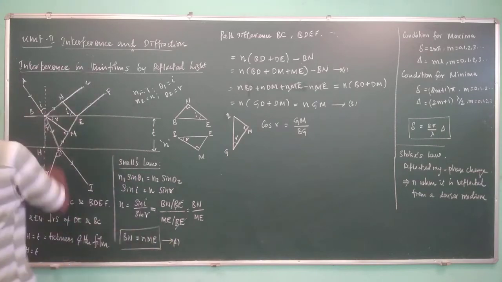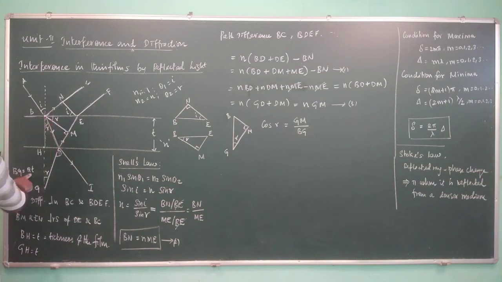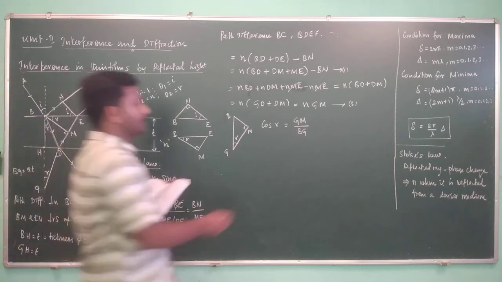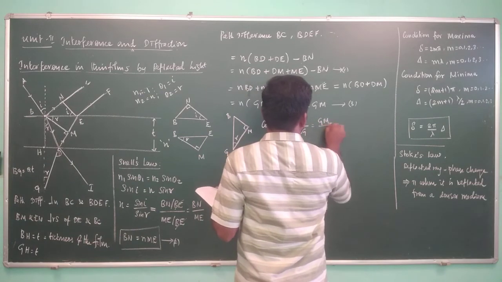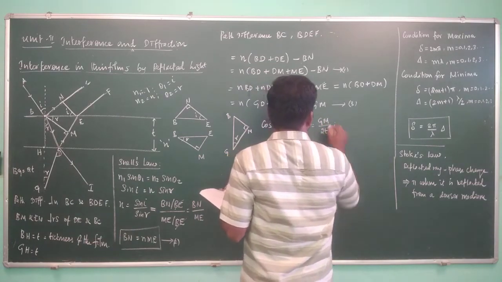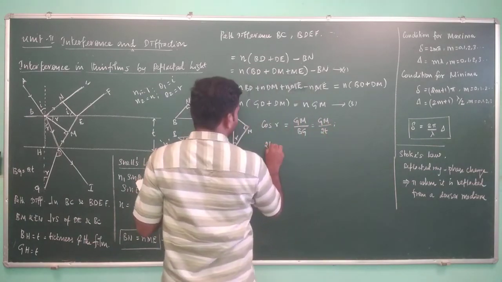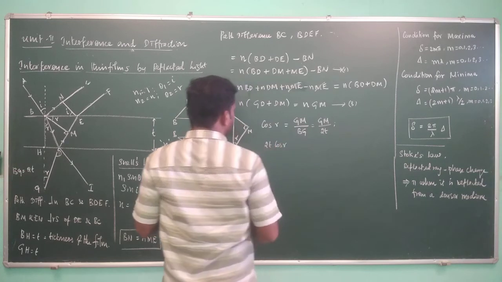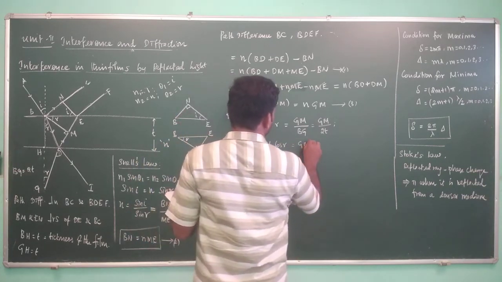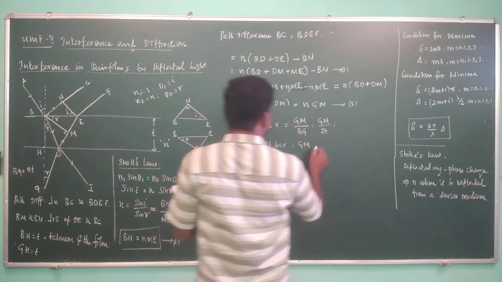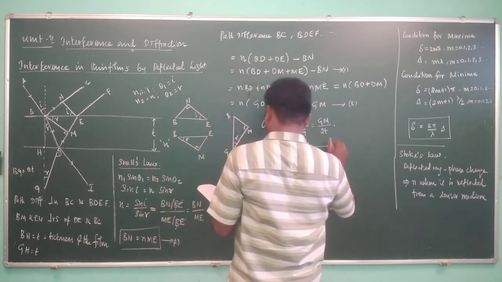But what is BG? BG is 2T, right? BG is nothing but 2 times the thickness. So it is nothing but GM by 2T, or you can write 2T cos R, which is equal to GM. This is equation 4.